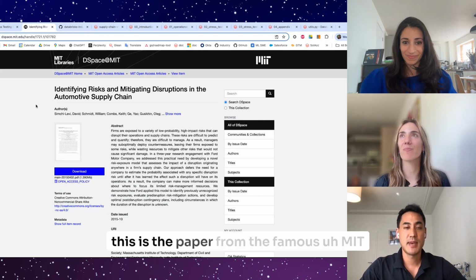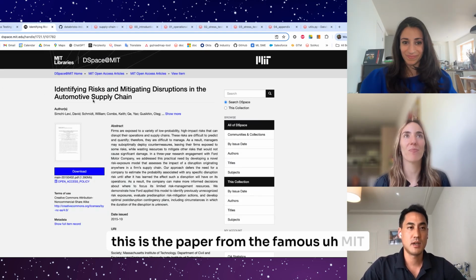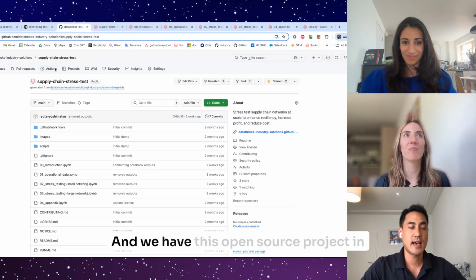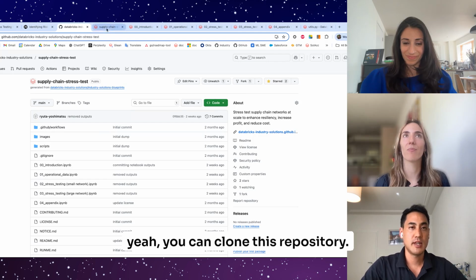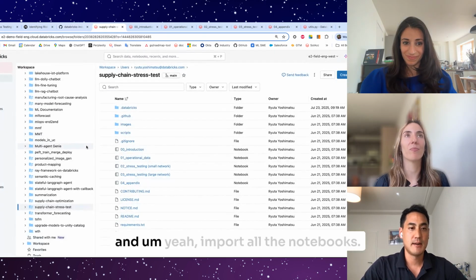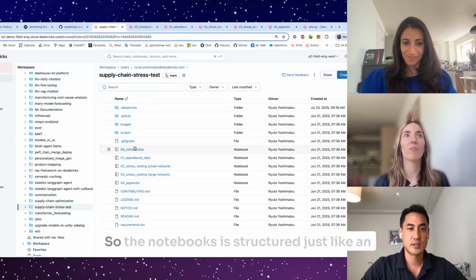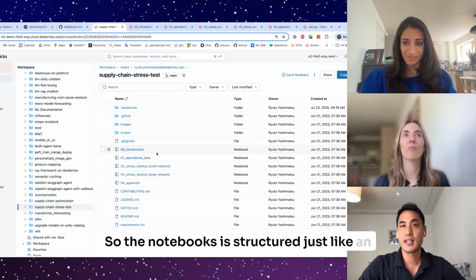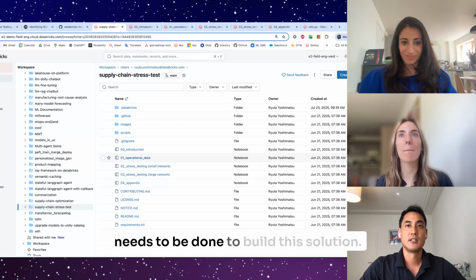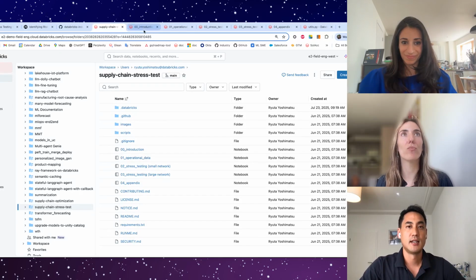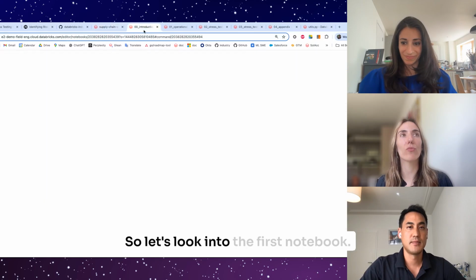so by the way, this is the paper from the famous MIT professor. And we have this open source project in the Databricks Industry Solutions page where you can clone this repository and import all the notebooks. The notebooks are structured just like an architecture. It's going to walk you through one by one what needs to be done to build this solution. So let's look into the first notebook.